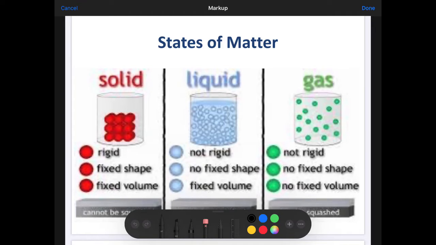First, we have solids. Solids are rigid. They have a fixed shape and a fixed volume. That means an example of a solid would be a cube. If you put a cube into a jar, it's going to stay a cube. It is a fixed shape.